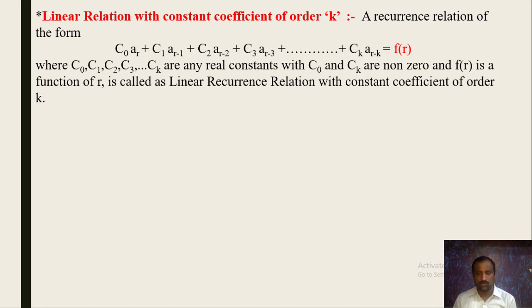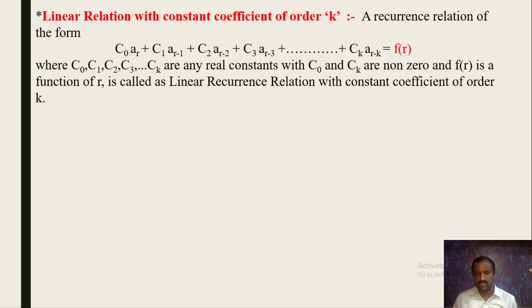Okay, if CK is equal to zero then the order of our reconciliation will be k minus 1, and here we are defining the reconciliation of order k. Okay, getting this? Is it clear? Homogeneous reconciliation and linear reconciliation, both the definitions are important, because we have to refer to those two definitions while finding their solutions. Okay, in the homogeneous reconciliation RHS must be equal to 0. In the linear reconciliation, RHS must be equal to F of R.